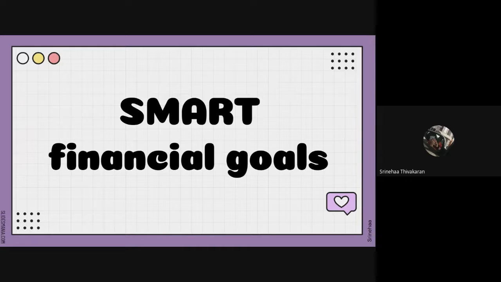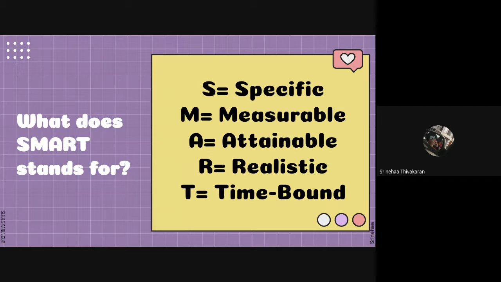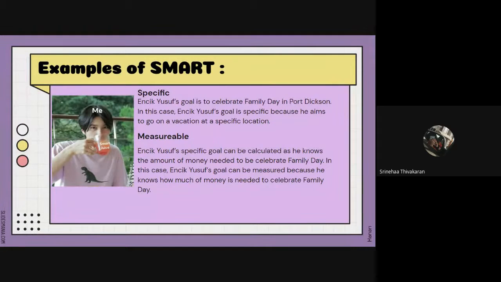Next, I'm going to pass to Senior. So I'm going to continue with explaining what SMART is. What does SMART stand for? S means specific, M means measurable, A means attainable, R means realistic, and T means time bound. So now, as we know what SMART stands for, let's see how it is applied in questions. For this example, you can refer to page 273 and 274 in the textbook.